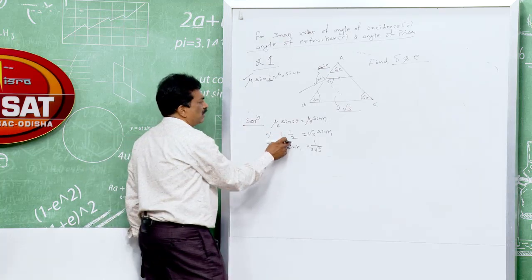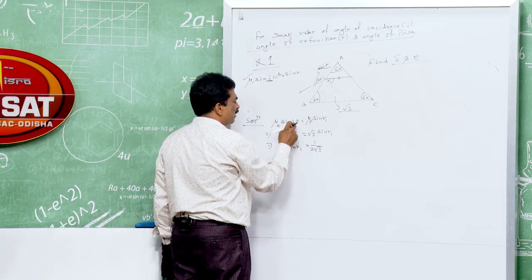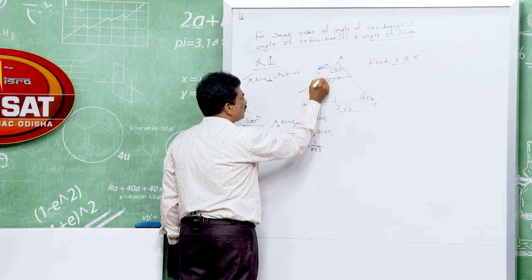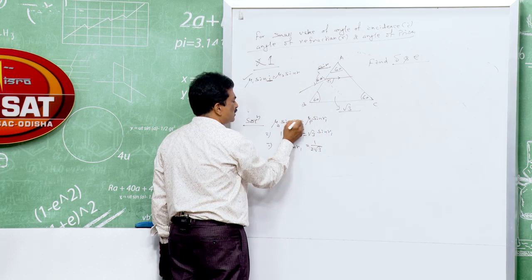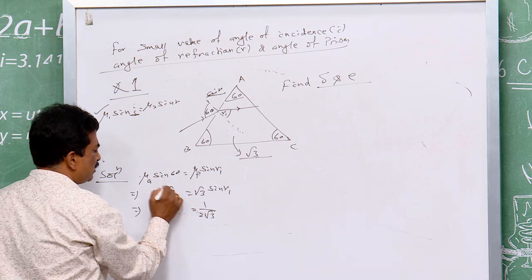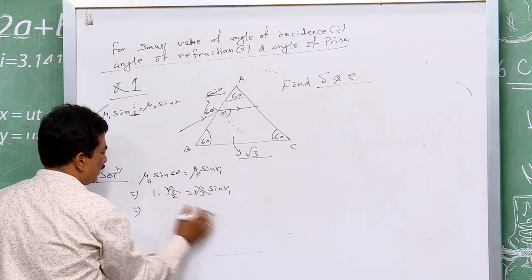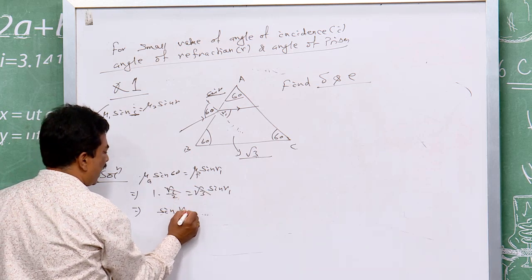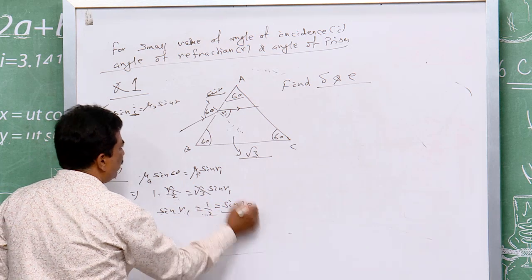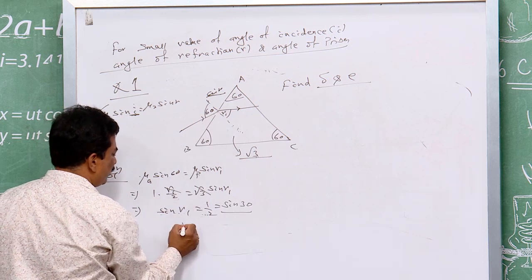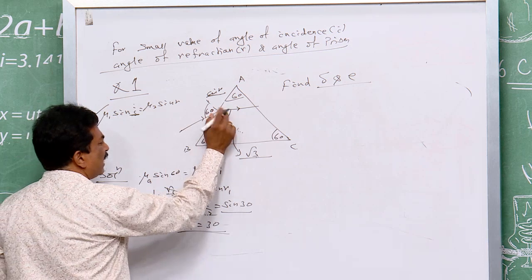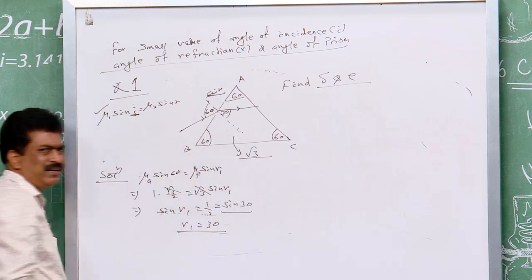Suppose, to find the accurate value, the angle of incidence is taken as 60 instead of 30. Sin 60 is √3 by 2, so the √3 cancels. That implies sin R1 is equal to 1 by 2, which means sin 30, so now we know that R1 is equal to 30. This angle is now 30 degrees.